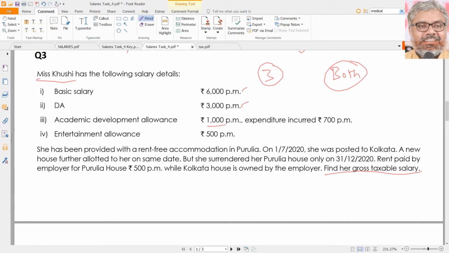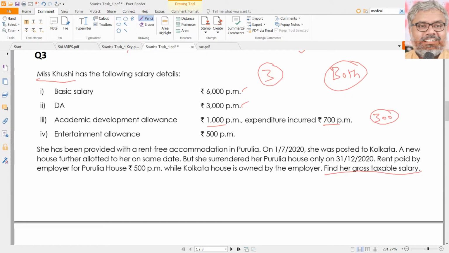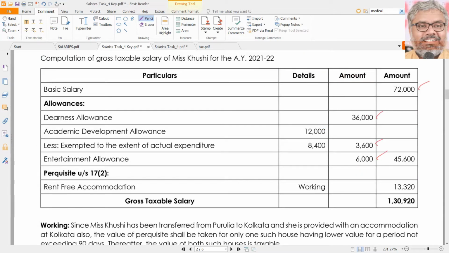Now academic development allowance is 1,000 per month, in that 700 is incurred as expenditure. That means 300 is taxable, since it is an academic allowance for the purpose of the employee himself. So to the extent of expenditure, it is exempt. It is forming part of that kind of category of allowances. So 300 will be taxable, means 3,600 will be taxable. That's it. Entertainment allowance is always fully taxable, so 6,000 rupees is taxable. These are all included as part of allowances.